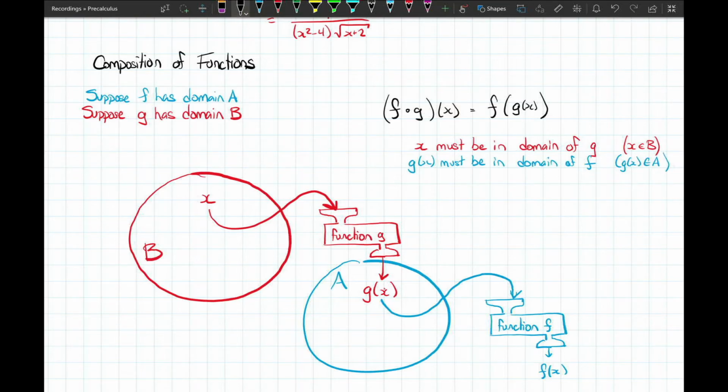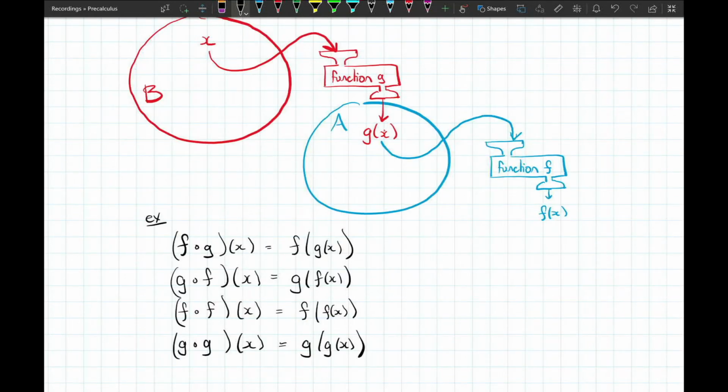Now, similarly, we can also define g of f, in which case x must be in the domain of f, and f of x must be in the domain of g. And that's just a composition in the reverse order. And we can do any functions that we like in the same way. We can even have the composition of f with itself. If you wanted to look at the composition of f with itself, well, then x must be in the domain of f, and f of x needs to be in the domain of f. Here are just a few shorthand notations for different compositions. F of g, g of f, f of f, and g of g.